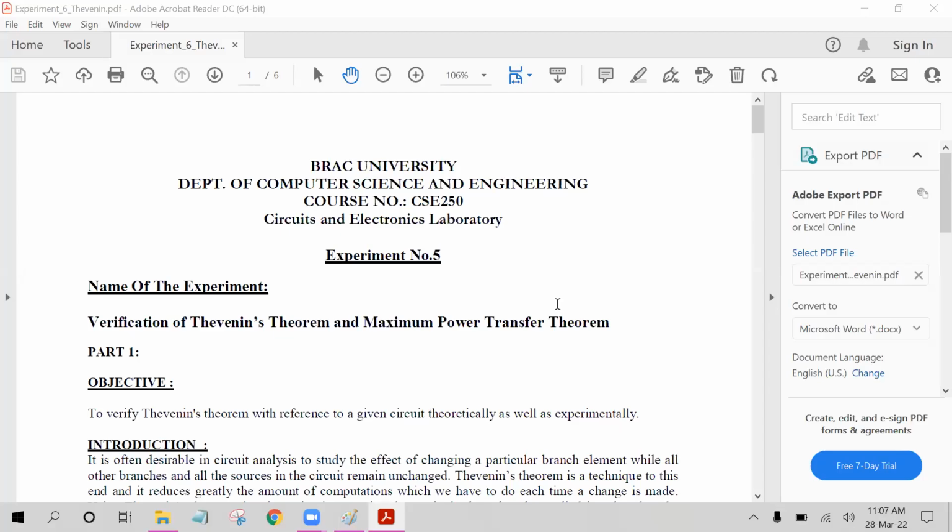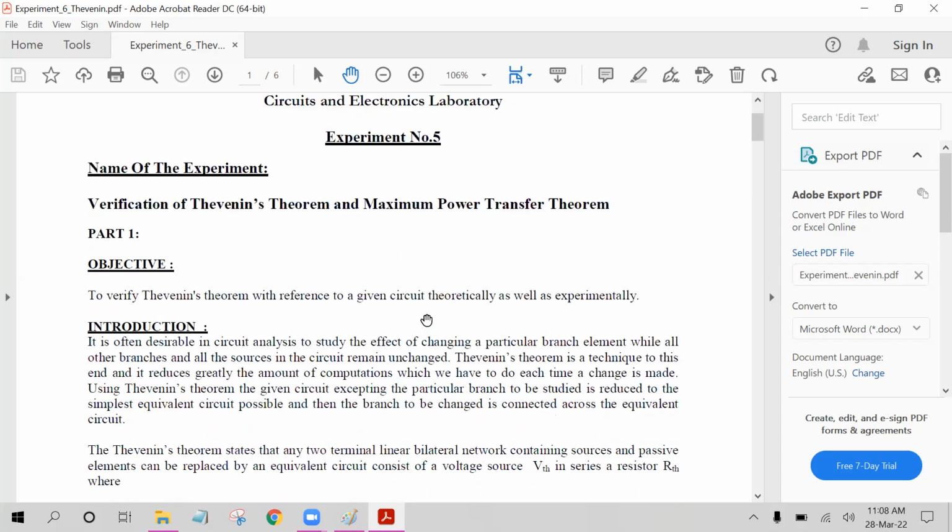Okay, Bismillahirrahmanirrahim. Today we are going to perform experiment number 6. Actually, there are two parts of this experiment. The first one is verification of Thevenin's theorem, and the second part is verification of maximum power transfer theorem. As you have just started it in your theory class, so I am going to give a short overview of the theory first, and then we will perform the lab.